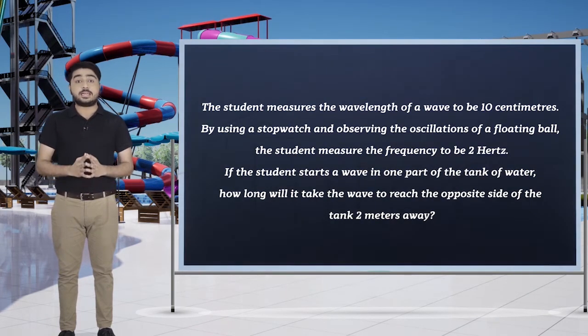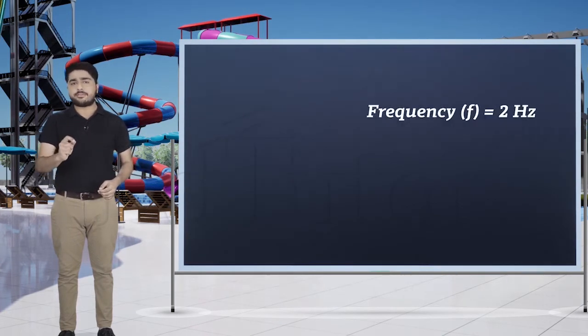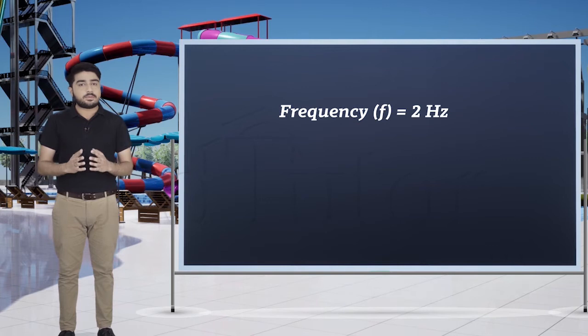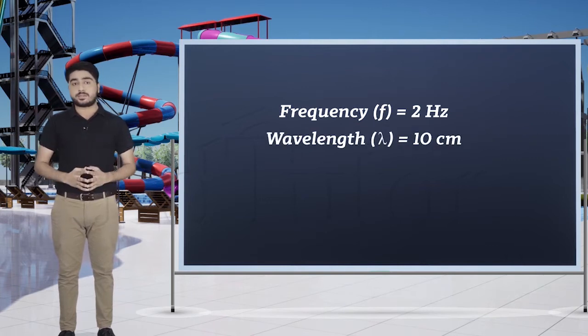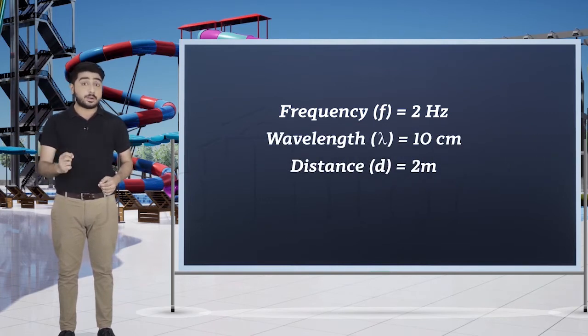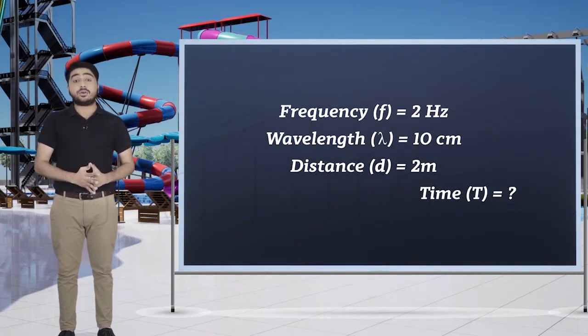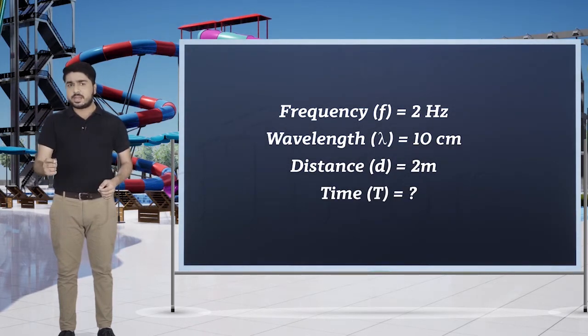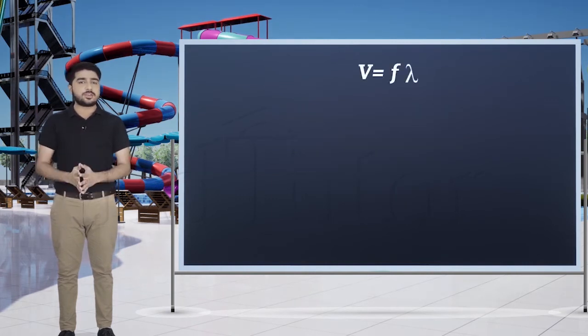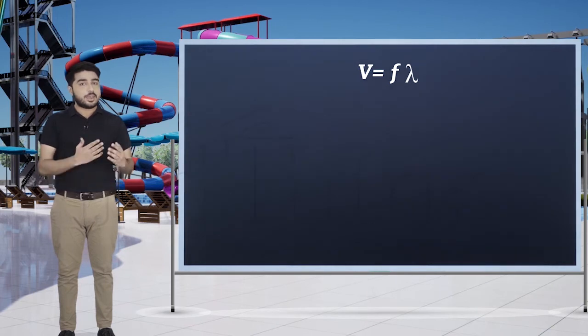As always, let's note down the things we know. The frequency f is 2 Hz, the wavelength lambda is 10 centimeters, and the distance to be covered by the wave is 2 meters. We have to calculate the time t the wave takes to move a distance of 2 meters. So the relationship between frequency, wavelength and speed is v equals f multiplied by lambda.